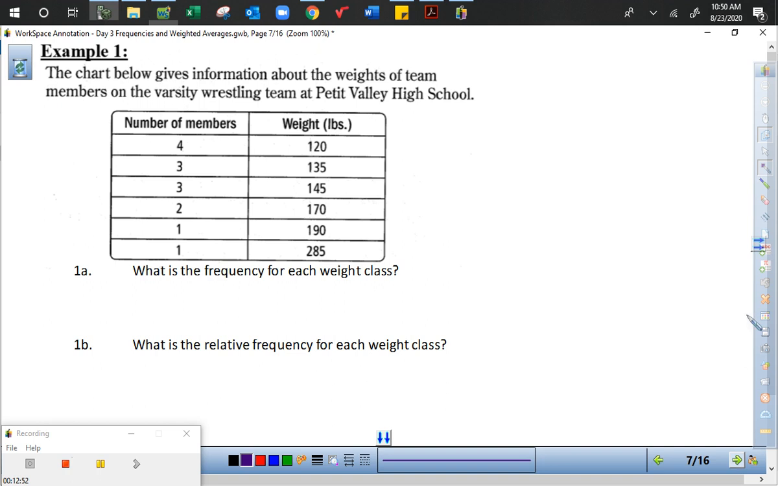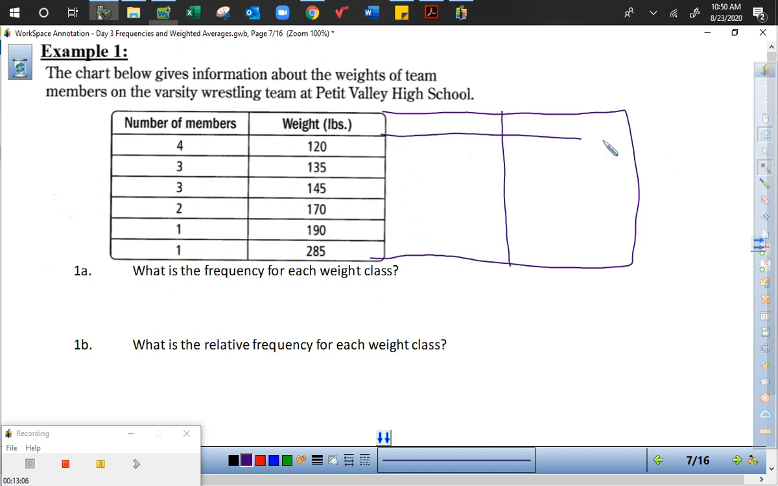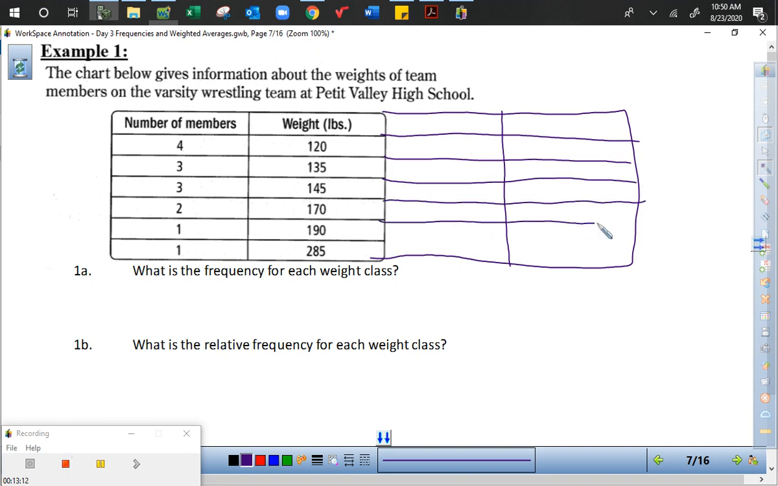Alright, we're going to do a couple other things, and this is not on your paper, but what I want you to do is just add to your table up top. Okay, so extend this. Doesn't have to look pretty, but I just want to make sure we're really clear on what frequency means and what relative frequency means. Let me redraw that one. Okay, so go ahead and just add frequency and relative frequency.